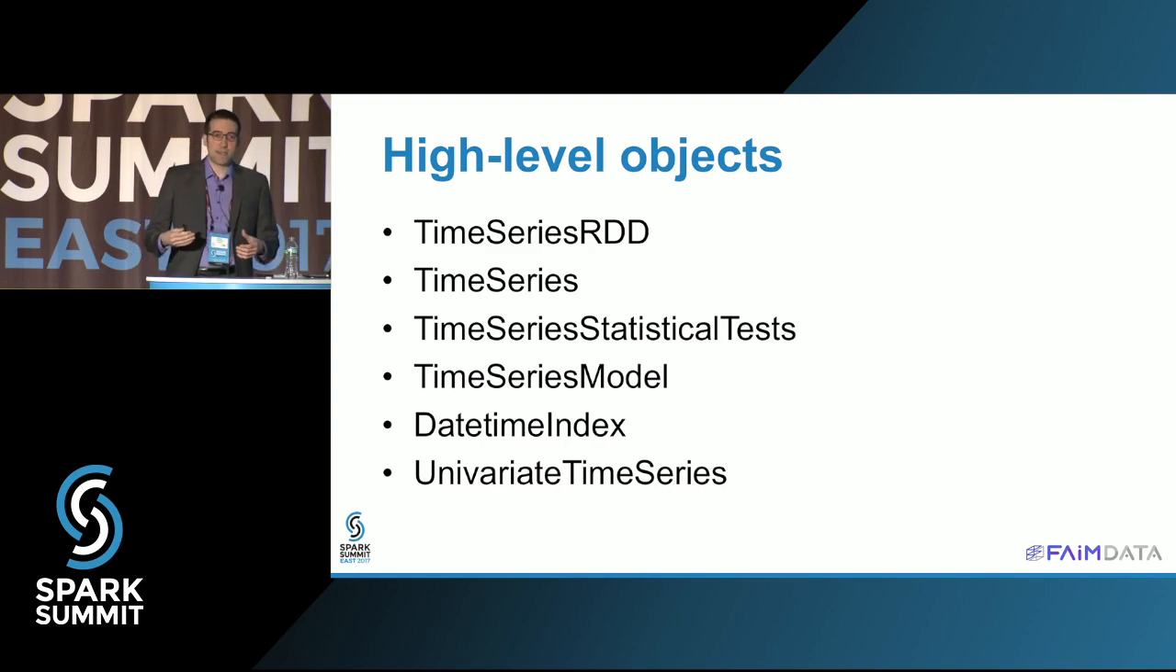We have some statistical tests, like autocorrelation tests and things like that. We have some standard time series forecasting models, nothing too fancy. We have the datetime index object, which we've already talked about. And we have some utility functions for univariate vectors of data.